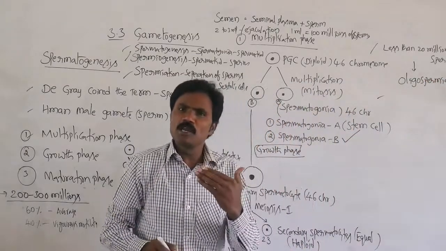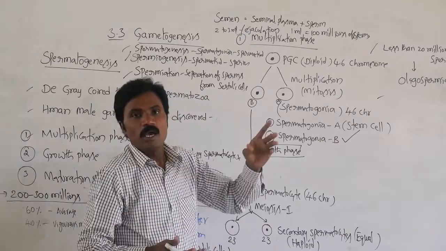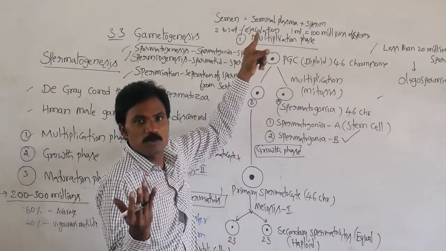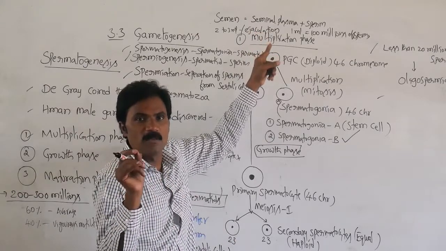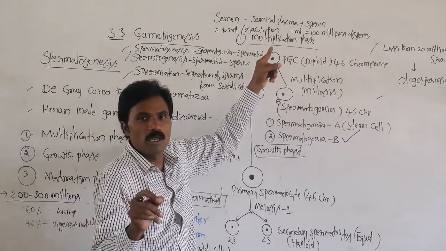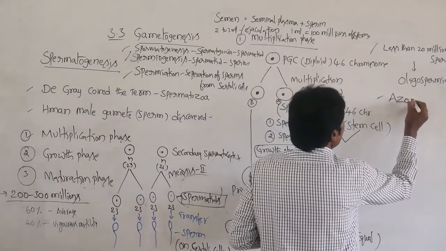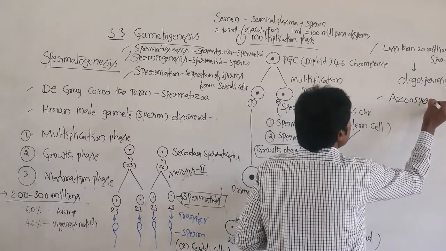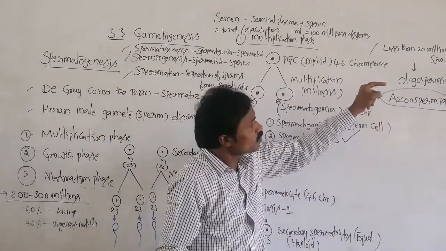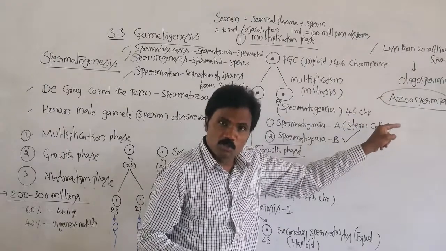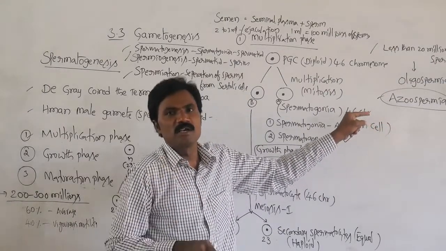Suppose semen is ejaculated, but there is a complete absence of sperms. Only seminal plasma is present, and sperms are completely absent from the semen. That is called aspermia. Any of these defects in the male, whether oligospermia or aspermia, may cause infertility in the male.